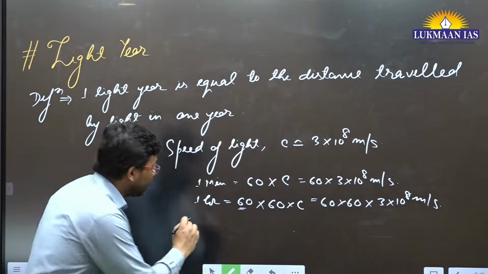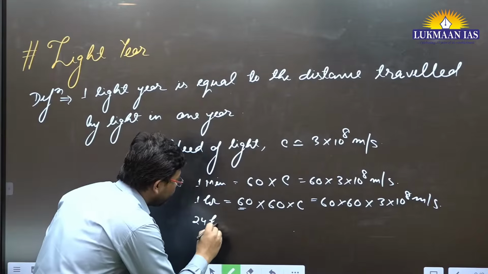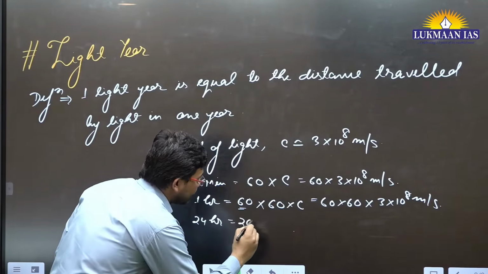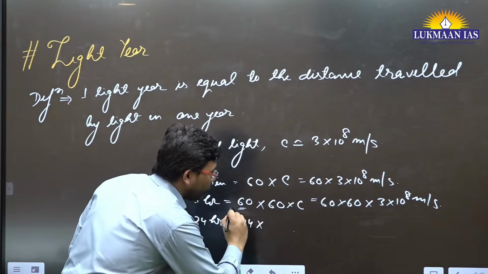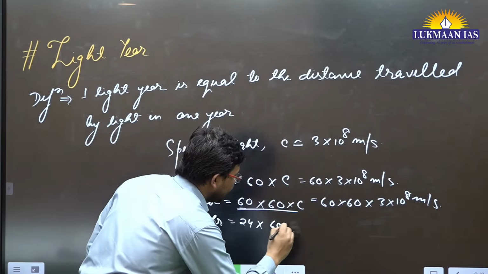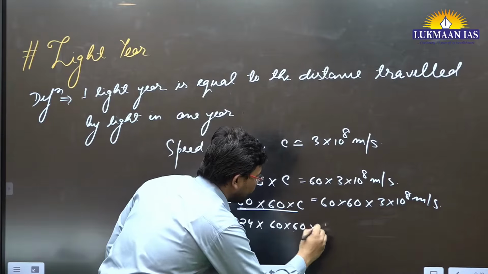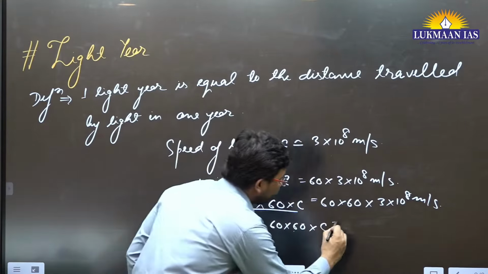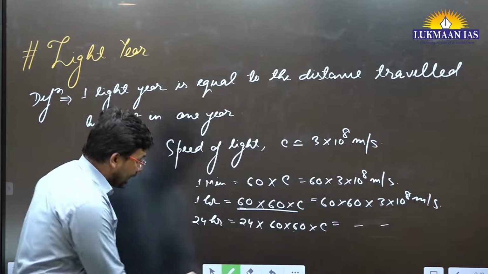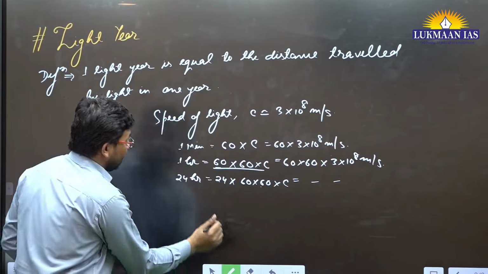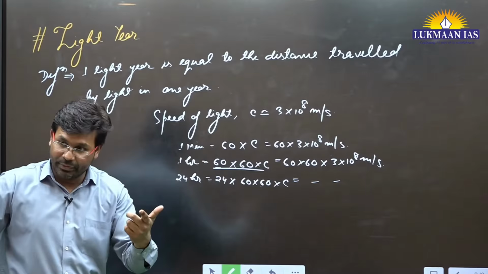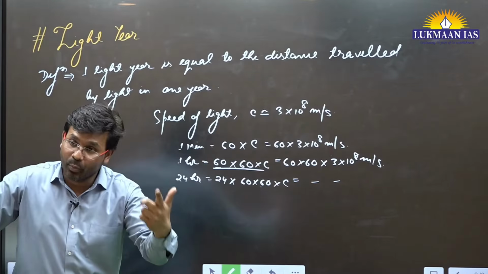If we want to calculate how much light travels in 24 hours, that will be 24. 24 means 1 day. 24 into all this thing, 60 into 60 into C. You can do the further calculation, right? 24 hours means in 1 day how much light travels? How much light travels in 1 year?